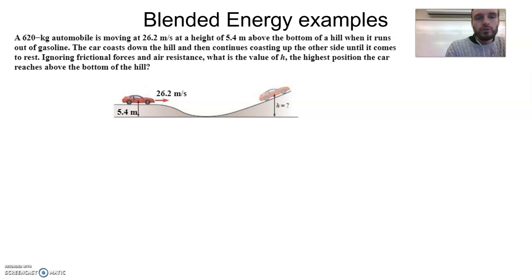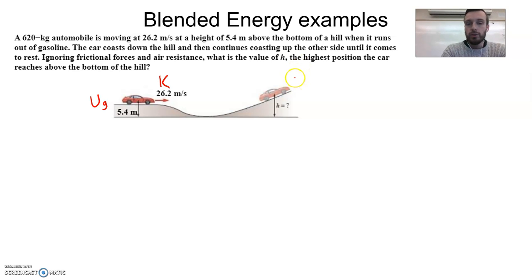We have an automobile traveling, as you see in the diagram, and it's up on a hill, so anytime you can fall, you're going to have gravitational potential energy, and it is also moving, so we have kinetic energy. And then it says the car coasts down the hill and then continues coasting up the other side until it comes to rest. Ignoring frictional forces and air resistance, find the value of h, the highest point the car reaches above the bottom of the hill.